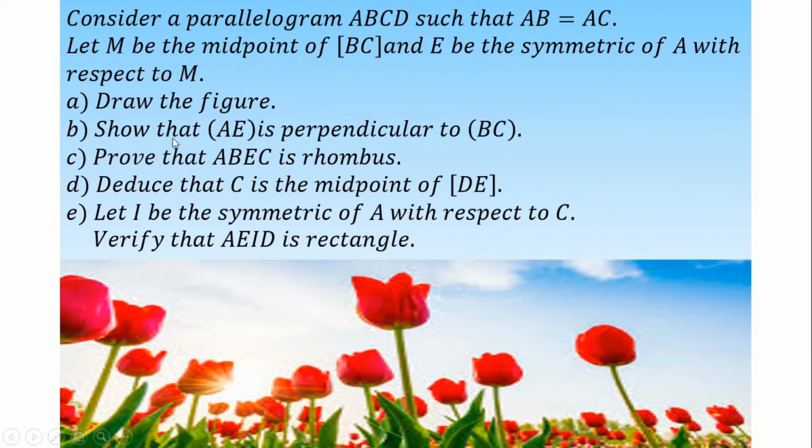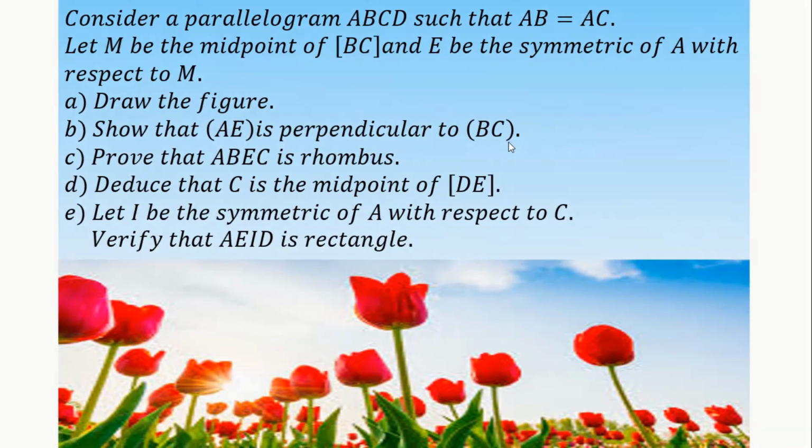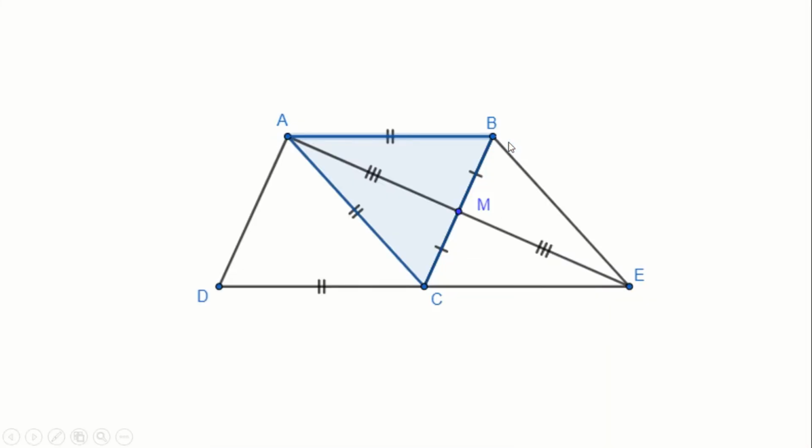In part B, show that AE is perpendicular to BC. How to prove that? First of all, we should analyze the given. The first information in the given, we have AB equals AC. Well, two equal sides. Shouldn't they give us an isosceles triangle? So we can say that triangle ABC is isosceles. Another given, we have M is the midpoint of the side BC. Can't we say that AM is median to BC?